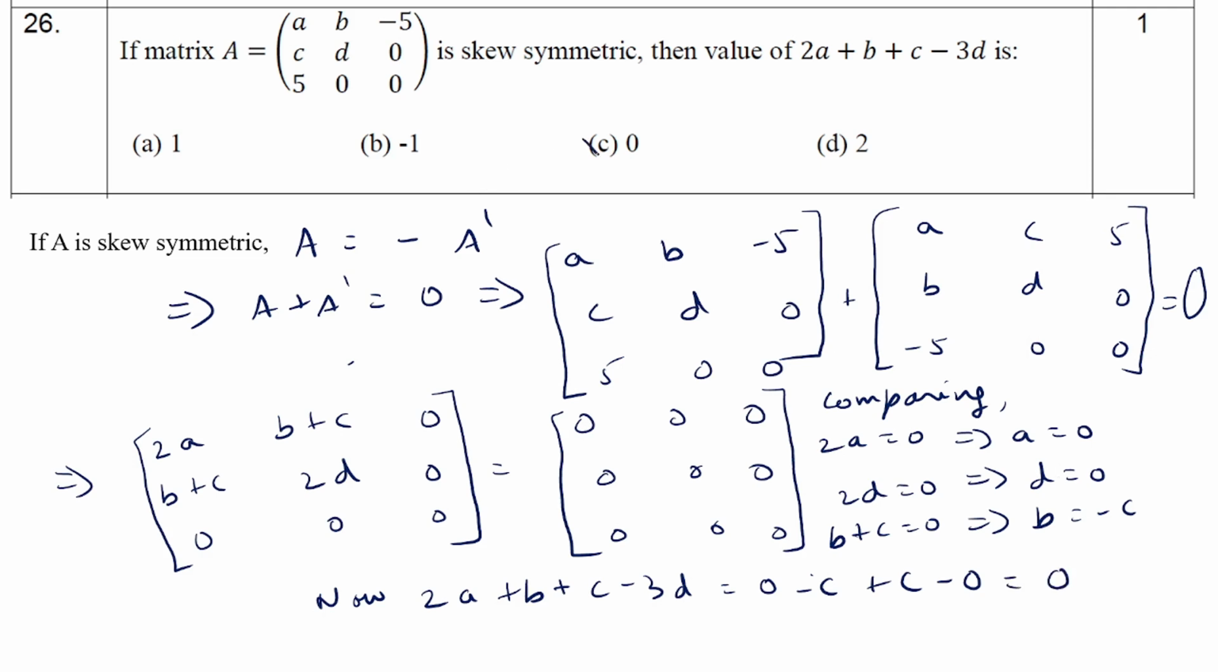So the correct option is option C. So here it is given, the given matrix is skew symmetric. We need to find the value of 2A plus B plus C minus 3D. If A is skew symmetric, then A is equal to minus A transpose. It means A plus A transpose is equal to 0. So on adding A and A transpose, and on comparing the terms, we get A equal to 0, D equal to 0 and B equal to minus C. If we substitute the values accordingly, we get the value of this expression as 0. So the correct option is option C.